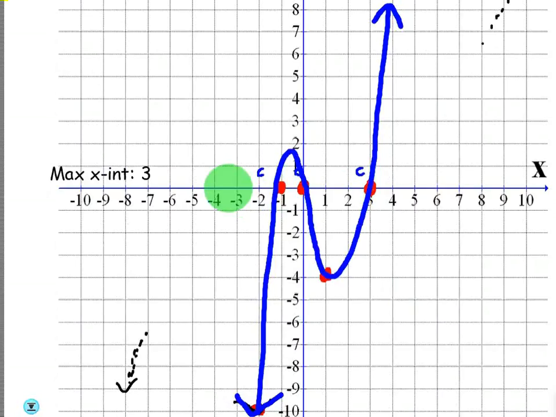So any other questions about this? We'll go over another example tomorrow. What I want you guys to do today is just fill in the y-intercepts and the additional points on your worksheet.